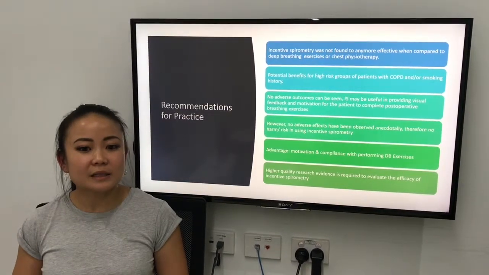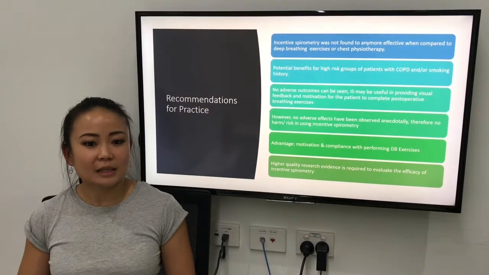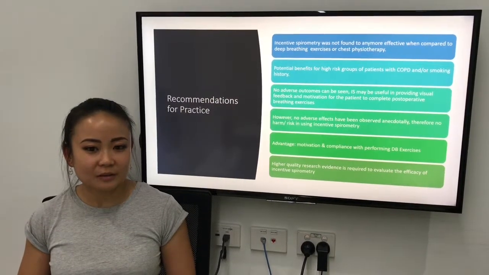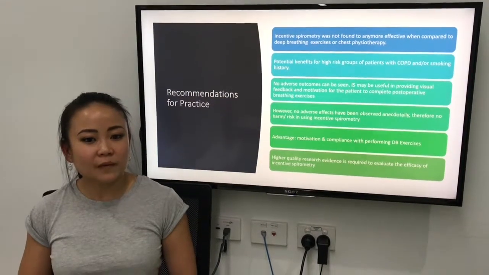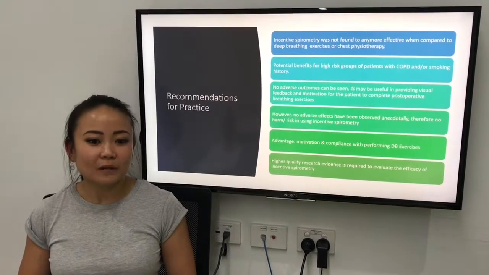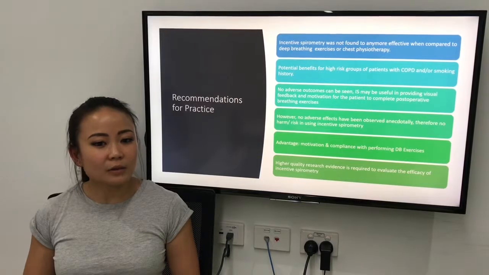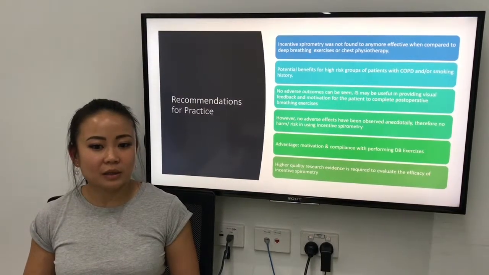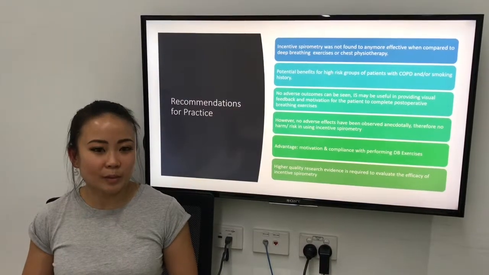Based on current evidence, there are no additional benefits to using incentive spirometry as a standard post-operative procedure in thoracic surgery patients. However, visual feedback may be beneficial for some patients to provide motivation in performing deep breathing exercises. Our final conclusion is higher quality research evidence is required to evaluate the efficacy of incentive spirometry.